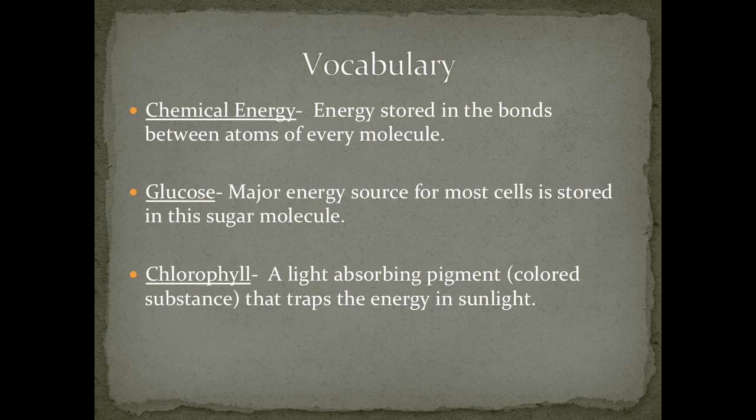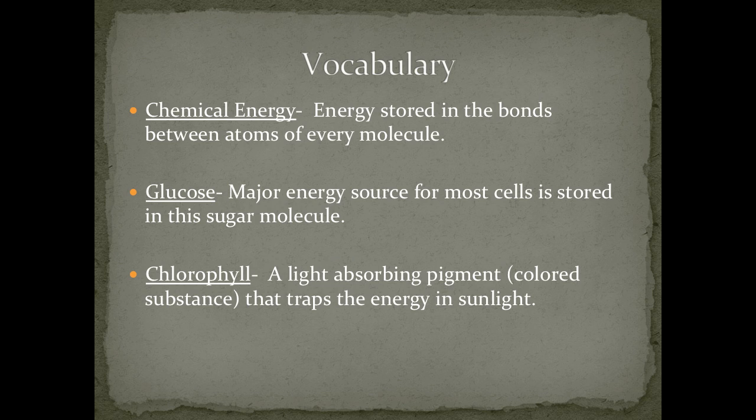Some important vocabulary when talking about cell processes include chemical energy, which is the energy stored in the bonds between atoms of every molecule. Glucose is the major energy source for most cells that is stored in the sugar molecule. Chlorophyll is a light-absorbing pigment, which is a colored substance that traps the energy in sunlight.